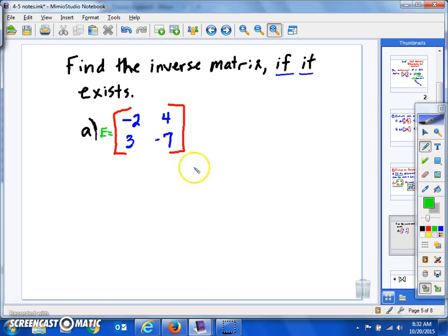Now let's practice it. Here's my first example. Here I have this matrix E, and my directions are to find the inverse, if it exists. Well, let's see if it exists. That means we need to find the determinant first. Remember how we found the determinant? We do a little cross multiplication, -2 times -7, minus, and then we cross multiply this way, 3 times 4 is 12, and the determinant is not 0. So I know that it does exist. We do have an inverse for this matrix.